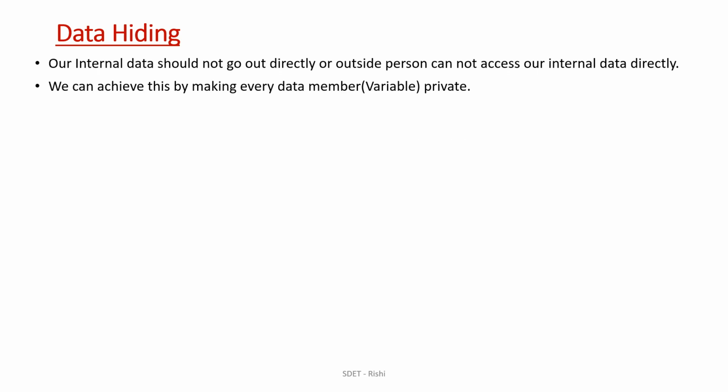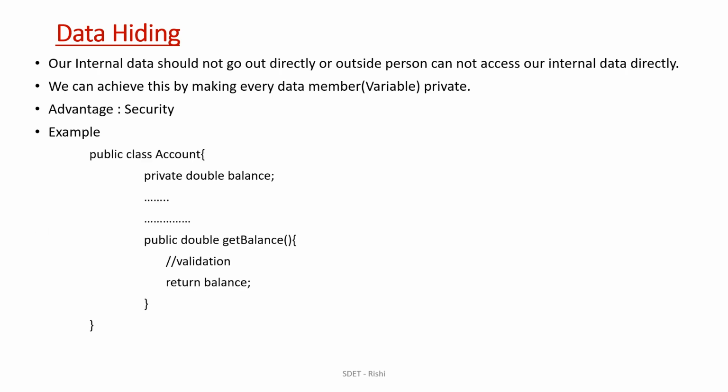So how can we achieve data hiding? By giving every data member variable as private. Whenever we create a data member, whether an int, float, double, or string variable, all of those should be private, and obviously we achieve security this way. Let's see one example of data hiding. This is the class name, and this is a data member of double type, the balance. I want to get the balance, but this method needs some validation: the user gives their credentials, meaning username and password. Once validated, it will return the balance. This is nothing but data hiding.